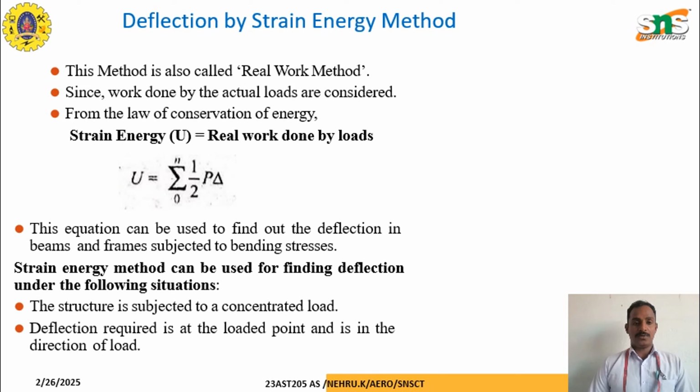This method is also called the real work method, since work done by the external loads is considered. From the law of conservation of energy, strain energy is equal to real work done by the load. That is, strain energy is equal to the summation of half times the average load into the deflection. This equation can be used to find the deflection in beams and frames subjected to bending stresses.